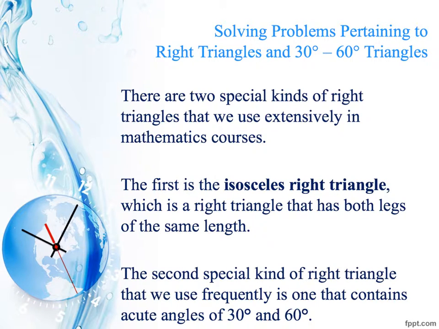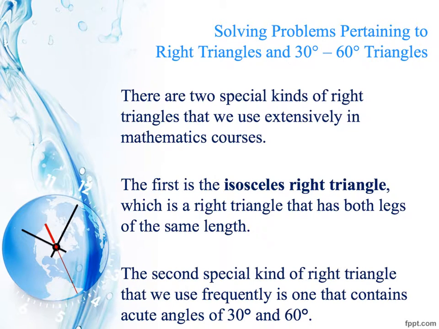So back to solving problems pertaining to right triangles that have possible 30 and 60 degree angles in them. 30-60-90 triangles are one of two special kinds of right triangles. The other kind is called an isosceles right triangle. It's got two 45 degree angles in it and a 90 degree angle. Our focus in this lesson is on those triangles that are 30-60-90 triangles.